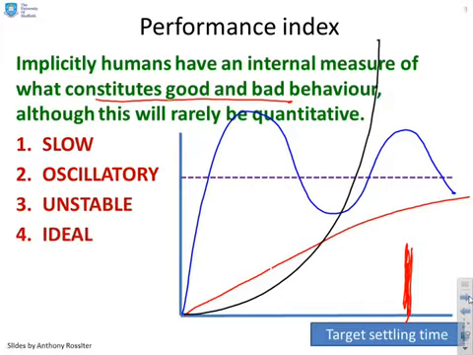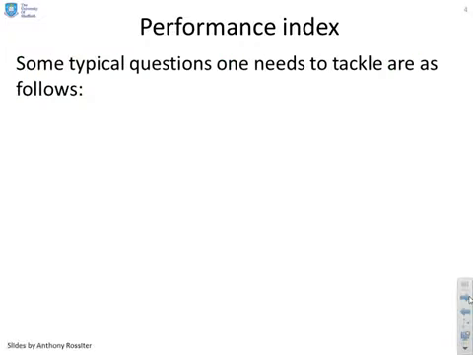And what about if I said something is close to ideal? Well, if I had a response that did something like this, then you'd say, yep, that seems to get there in my target settling time, it's not too oscillatory, it's reasonably smooth, that's fairly ideal. But you'll notice I've been relatively qualitative in my statements here. But the key thing is you've got an idea about what is good and bad.